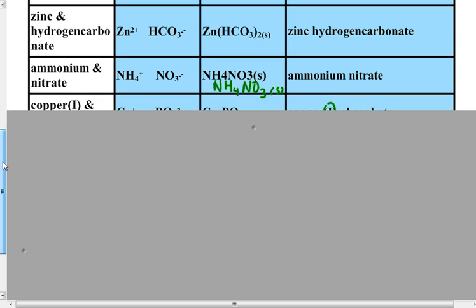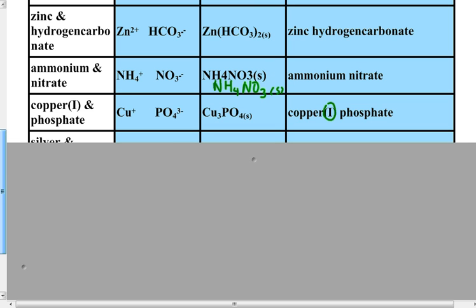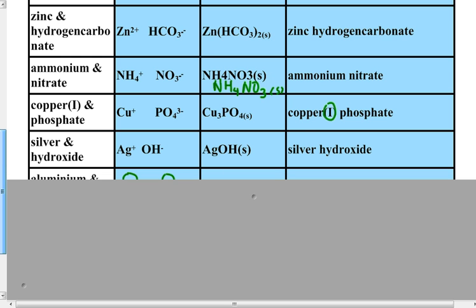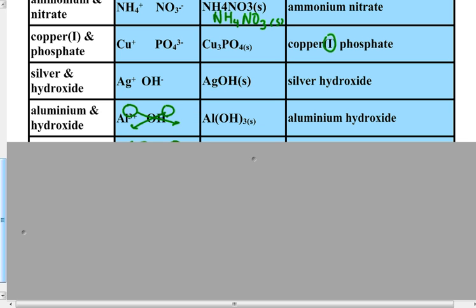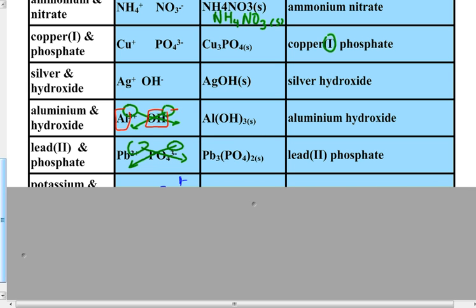Ammonium nitrate becomes NH4NO3 solid. Copper, you need copper 1. Phosphate becomes, you don't need brackets because you only need 1 phosphate. Our silver hydroxide, we only need 1 of each, so again, no brackets. Now, aluminum hydroxide: aluminum is Al3 positive, and so we need 3 full hydroxides, right? All hydroxides have a 1 minus, and we need 3 of those, and so that's where brackets are needed. Then we have our lead 2 phosphate becomes Pb3, and the PO4 has to be in brackets with a 2 outside. Again, solid.